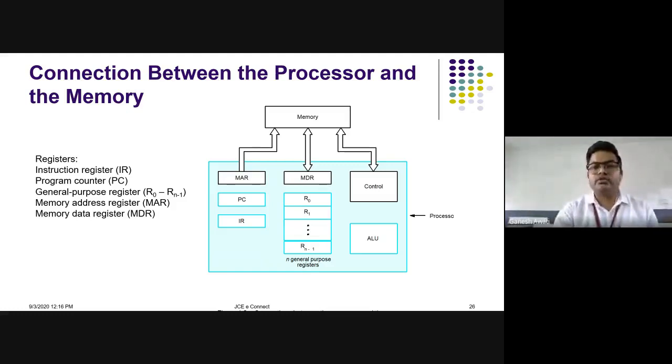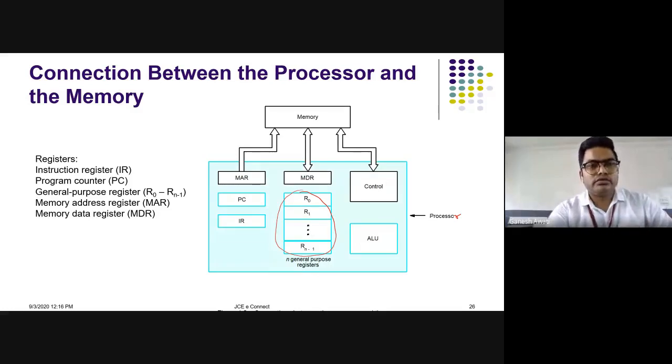Okay. So our processor has only a control unit, an ALU, and some registers. These all are registers. This R0 to Rn minus 1 are general purpose registers, n number of general purpose registers. See, we are talking about a generalized processor. Different processors are available, but we are talking about a generalized processor. So how actually a processor will be there.